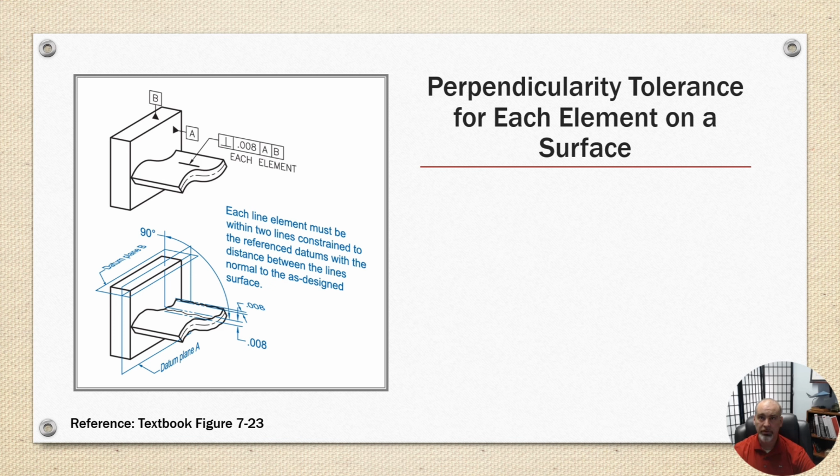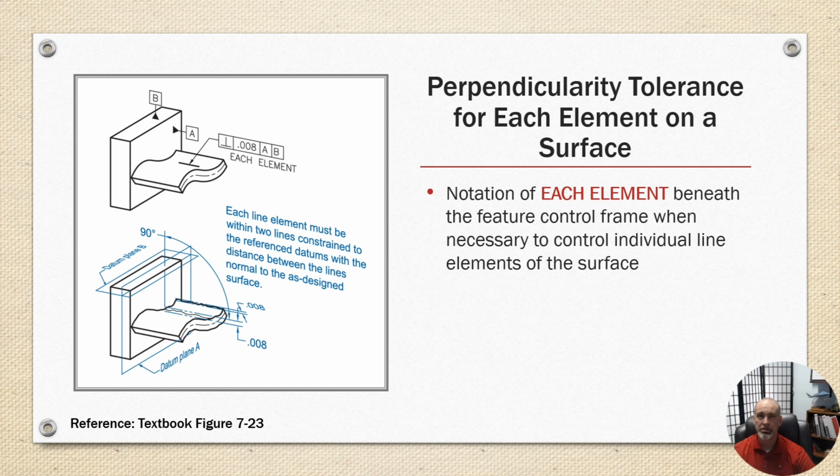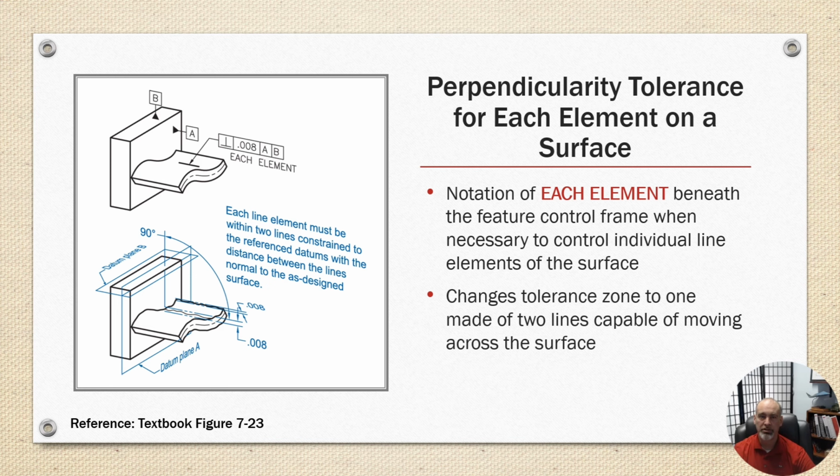Perpendicularity tolerances for each element on a surface. You need notation of each element beneath the feature control frame when necessary to control individual line elements of the surface. It changes the tolerance zone to one that's made of two lines capable of moving across the surface, and constrained in rotation to reference the datum.